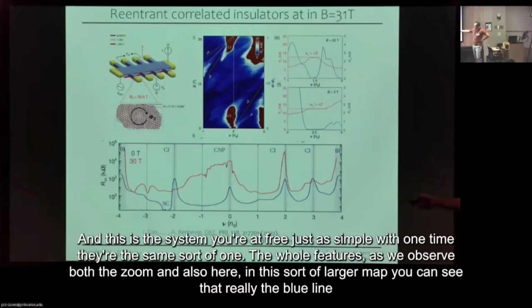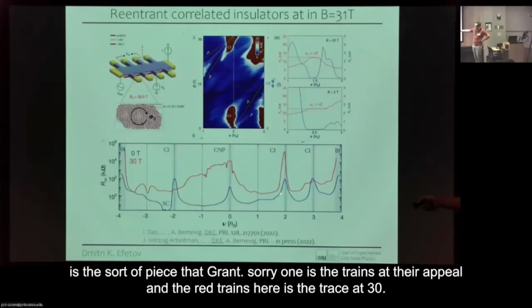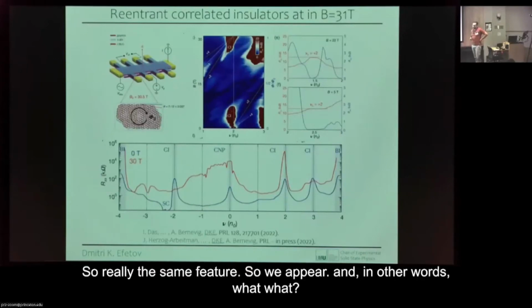And also here in this larger map, you can see that the blue line is the phase diagram. The blue line is the trace at zero field, and the red trace here is the trace at 30 Tesla. So really the same features reappear.